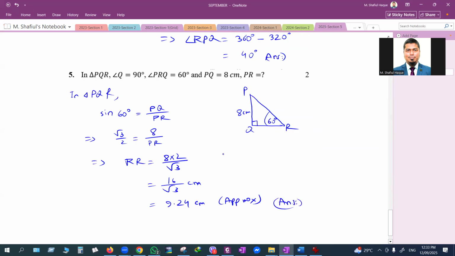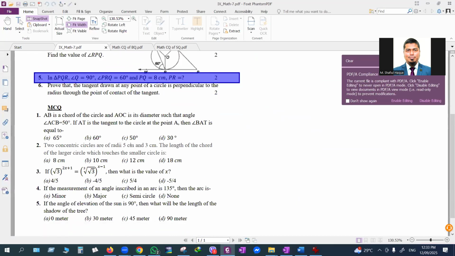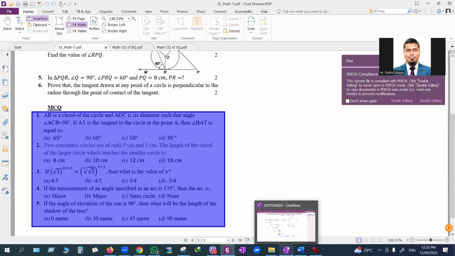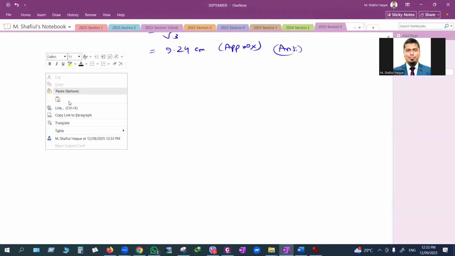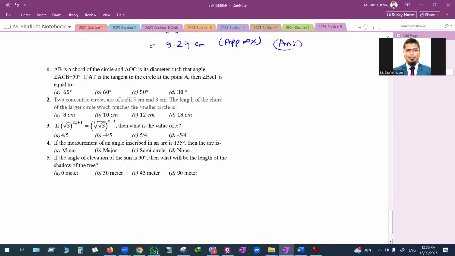And question number 6 is a theorem from your book, so solve it by yourself. And the MCQ. If you can draw these figures in the geometrical MCQ, then it will be very easy.